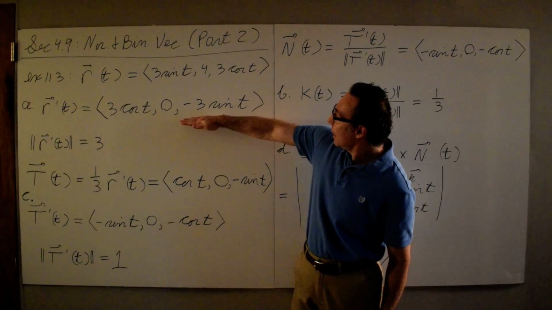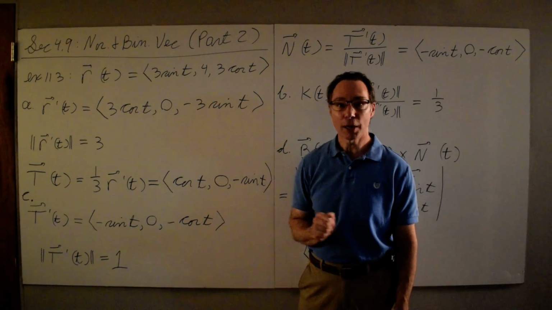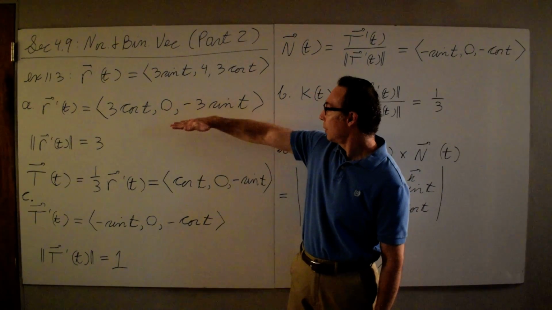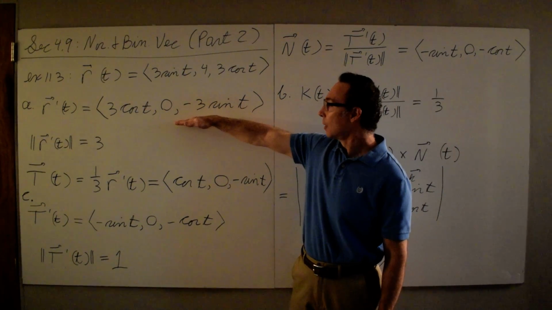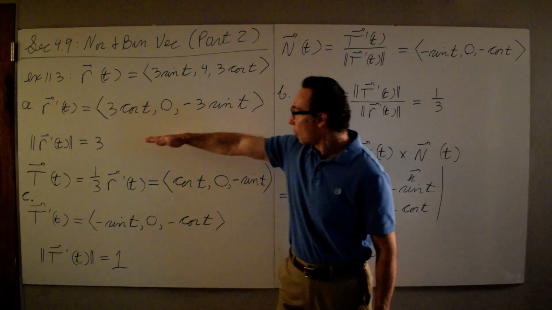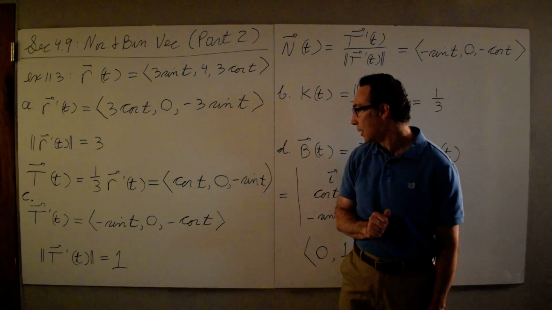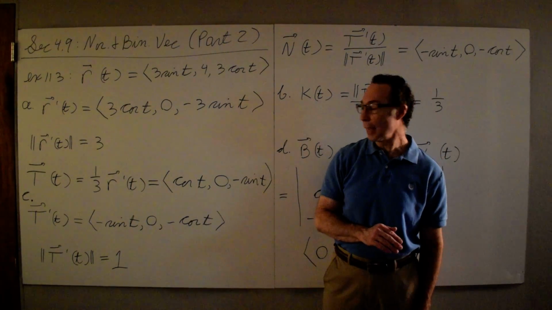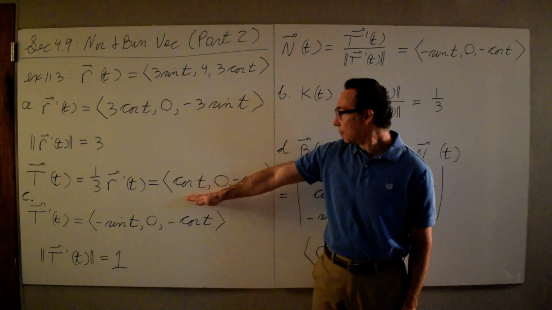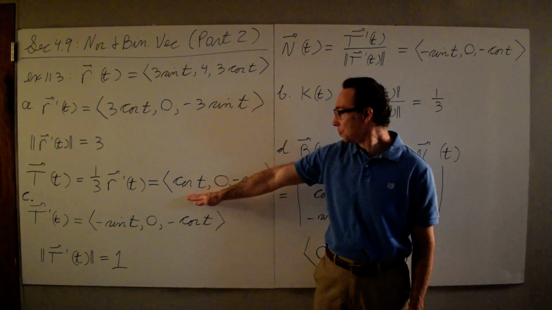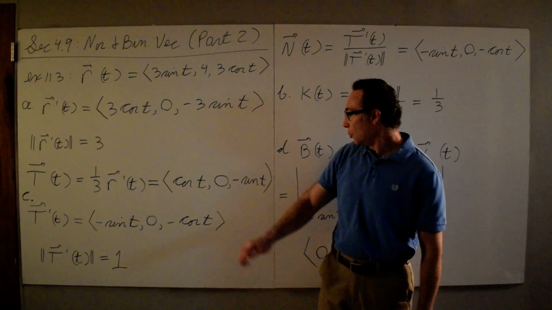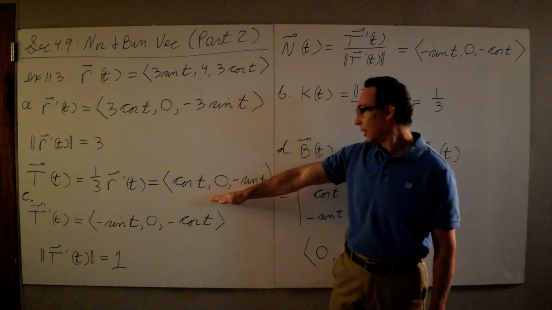In part A, we want to find the unit tangent vector. So we start by calculating the derivative of r. The magnitude of r prime is 3. And so the unit tangent vector is 1 divided by 3 as our scalar, multiplied with r prime. And so the unit tangent vector should be a unit vector.